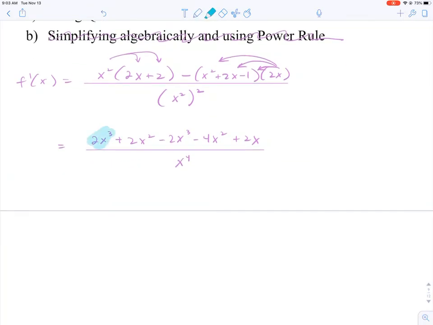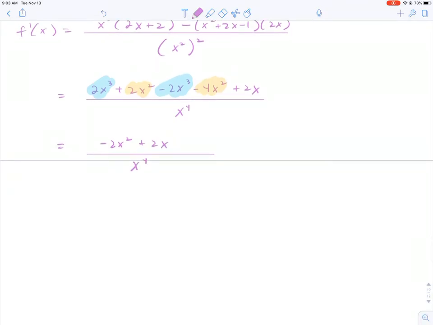And then I have some like terms I can combine. Well, those guys will cancel. And then 2x squared minus 4x squared can combine. So we'll get minus 2x squared plus 2x over x to the fourth. And notice that we have a common factor of x in the numerator. We'll actually have 2x. So why don't we factor out a negative 2x actually?